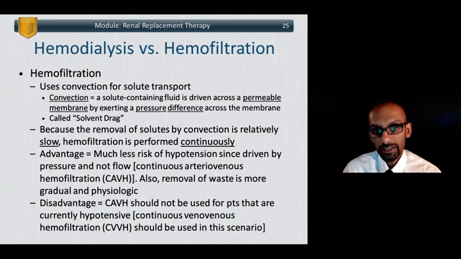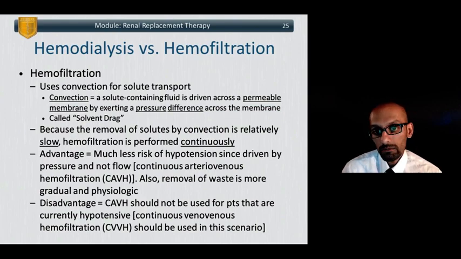Hemofiltration uses convection, not diffusion, for solute transport. So what's happening here is that a solute-containing fluid is driven across a permeable membrane, and by exerting a pressure difference across that membrane, you create what's called solvent drag. So it's not direct diffusion. Because the removal of solutes by convection is relatively slow, hemofiltration is performed continuously. So it's a pretty slow process.